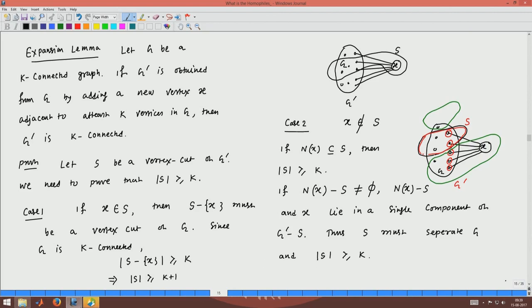Okay, so in all the cases, in case 1 and in case 2, we have proved that a vertex cut S of G prime has cardinality greater than or equal to K. So G prime, which is obtained from G, is also K connected. So the expansion lemma says that if G is a K connected graph and you construct another graph G prime from G by adding a new vertex and making that new vertex adjacent to at least K vertices of G, then the new graph G prime is also K connected. So this is how you can construct a bigger K connected graph from an existing K connected graph. That is all. Thank you very much.